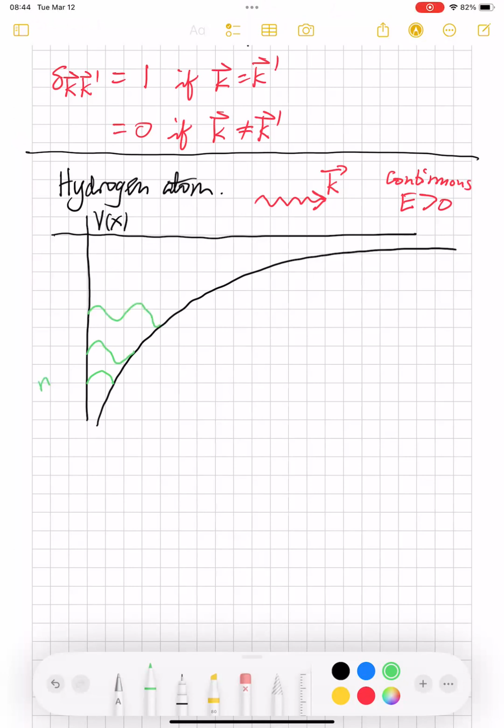This could be the state with n equal to 1, n equal to 2, n equal to 3. So all of these states have a discrete label. They're labeled by some integer. They have energy less than naught, so they are bound states. Continuous, let me say, label.